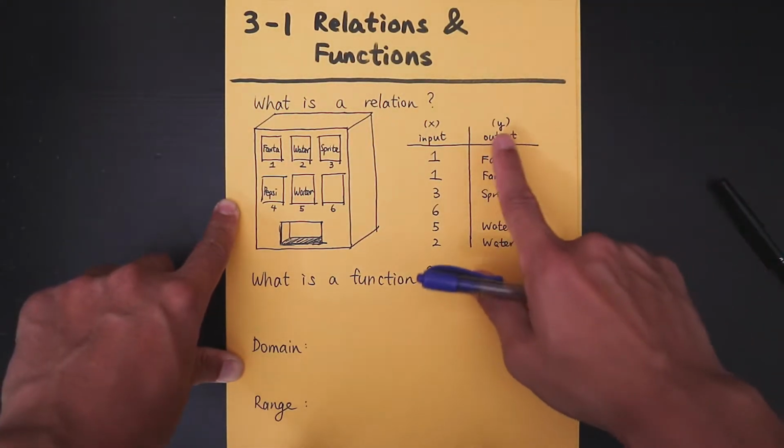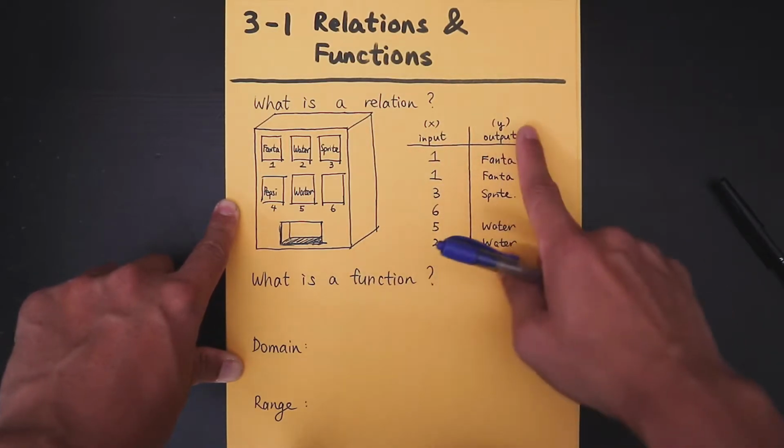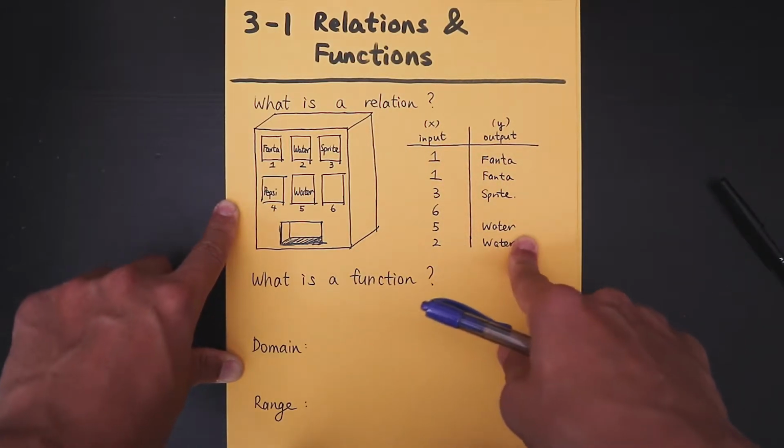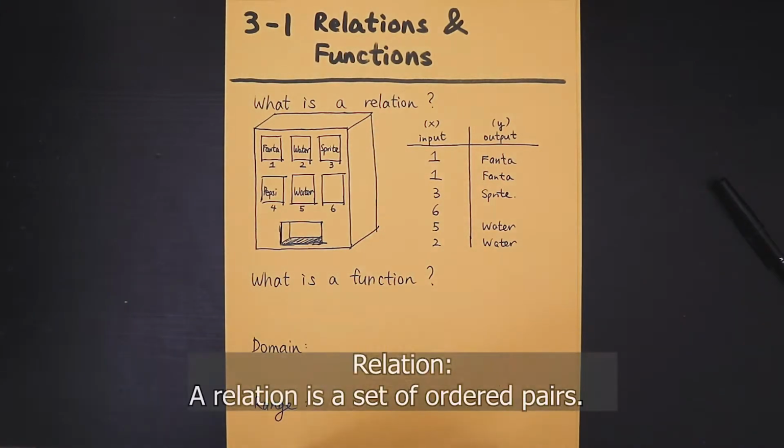So this whole chart, right, an X and Y, we call that a relation. So I'm going to type it on the screen. A relation is just a set of ordered pairs.